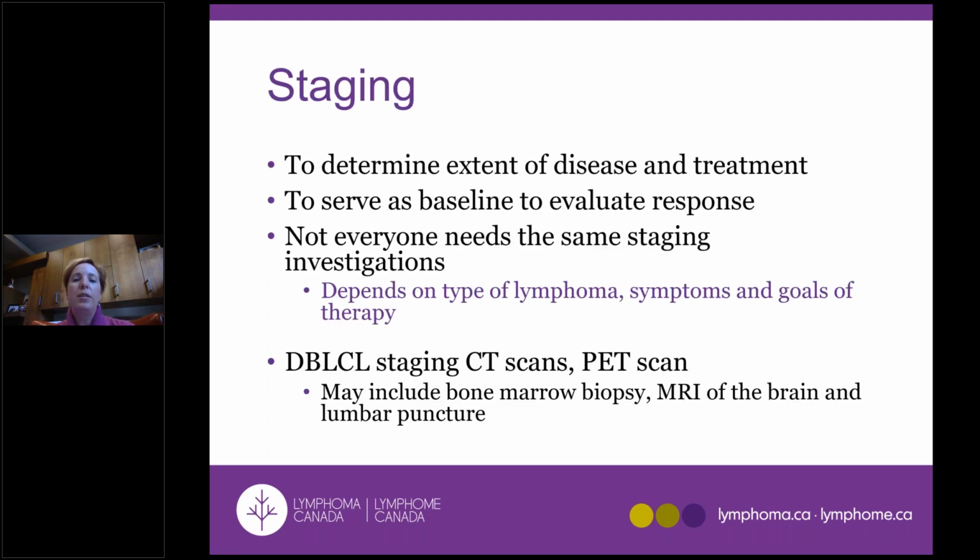So staging is necessary to determine the extent of disease, and that helps guide our treatment plan. It also serves as a baseline to evaluate response. Not everyone needs the same staging, so that's true depending on different types of lymphoma. But also, even within diffuse large B-cell lymphoma, not everyone needs the same staging. Partially depends on symptoms as well as goals of therapy. Generally speaking, almost everyone gets staging CT scans that include the neck, chest, abdomen, and pelvis, and most people would also get a PET scan at baseline. What's a little bit more variable is whether or not people require a bone marrow biopsy or evaluation to ensure that the lymphoma is not in the brain or the fluid around the brain with an MRI or lumbar puncture.